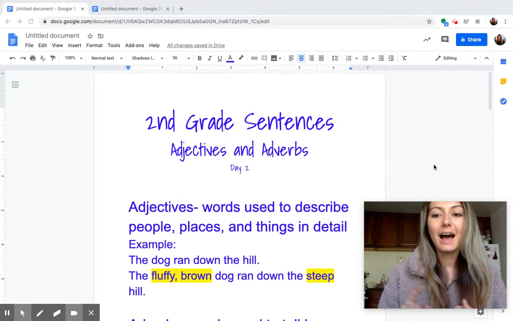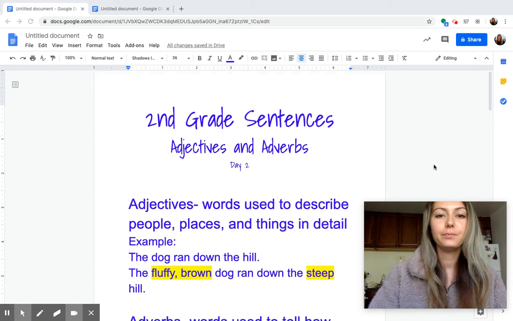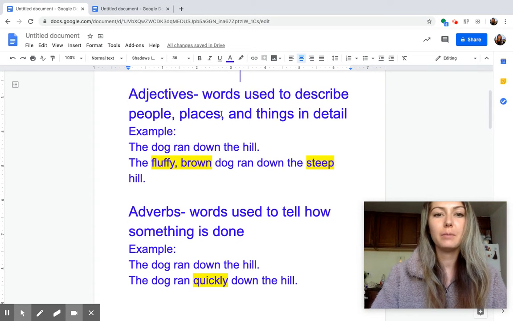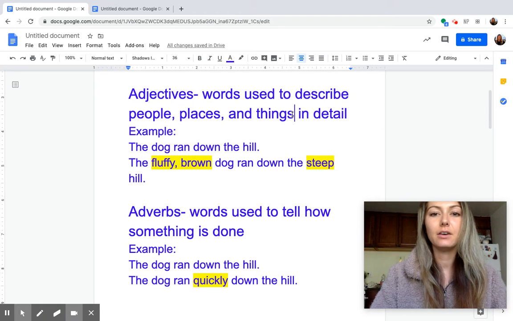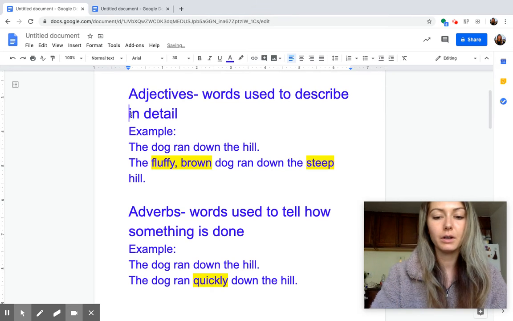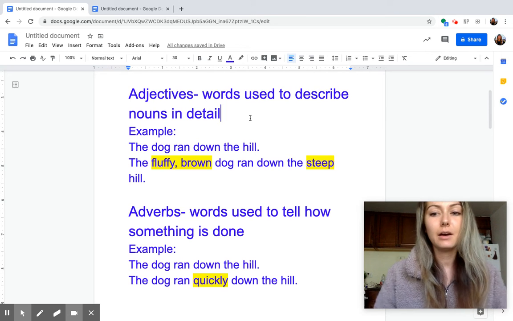Our activity for today is going to be a little bit simpler. We're going to just be identifying the noun or the verb that is being described in the sentence, and then we're going to be choosing the correct adjective or adverb in the sentence, and we're going to be actually writing that in. So let's look at yesterday. When we talked about adjectives and adverbs, we said adjectives are words used to describe people, places, and things in detail. Now, today Ms. Metz isn't going to say people, places, and things, but I am going to use the word noun. Words used to describe nouns in detail. Same thing, nouns are people, places, or things.